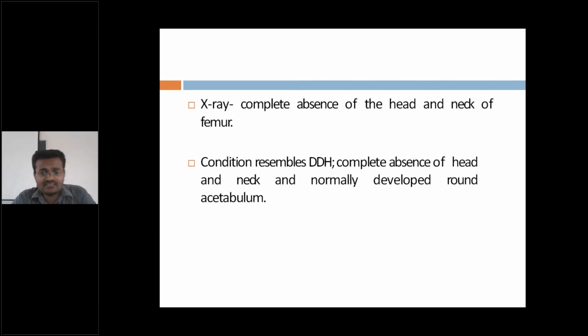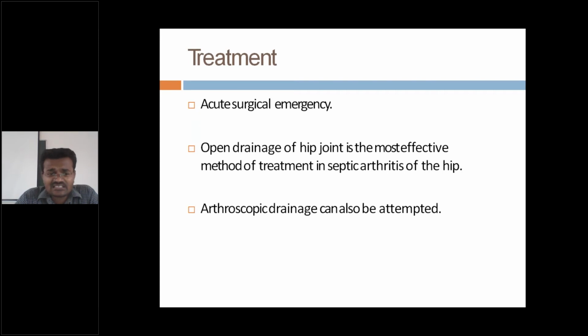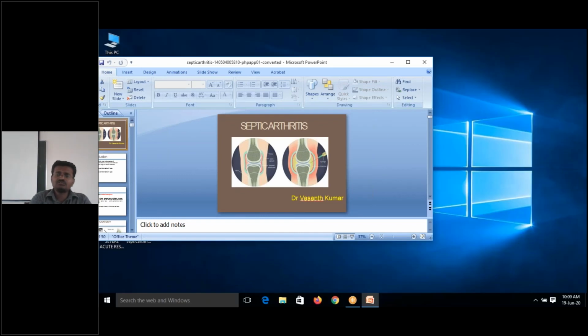X-ray: in the X-ray, you will see complete absence of head and neck of femur. Okay, and it is a surgical emergency. We should drain the hip. We should remove the pus, and we should start antibiotics. Okay, arthroscopic drainage can also be attempted. That's it. Thank you. Any doubts?